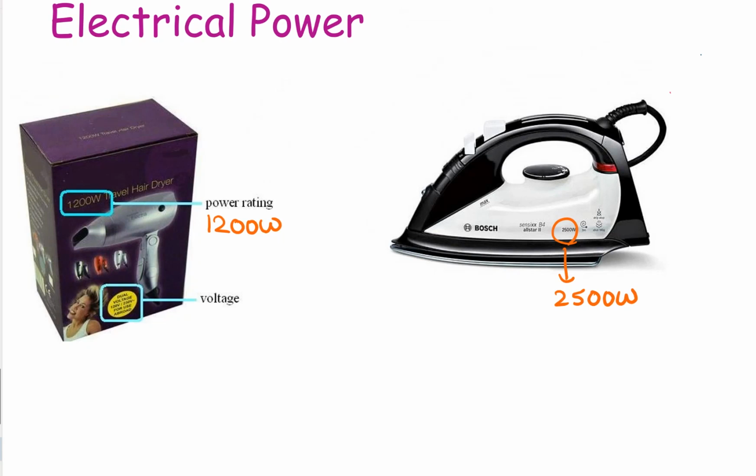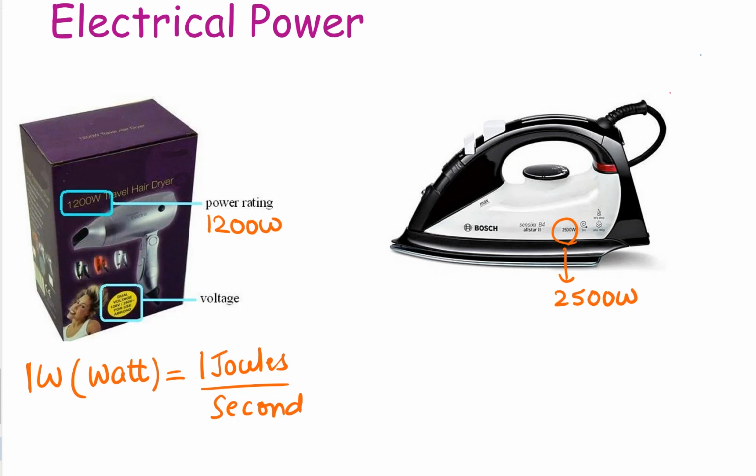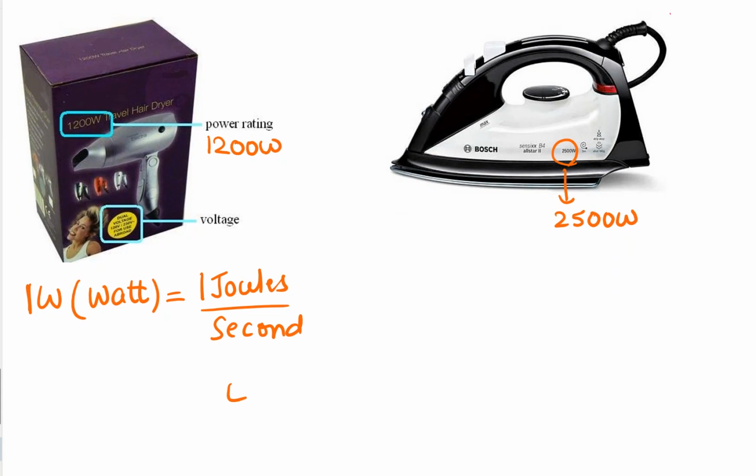First of all, understand that the alphabet W represents the unit of power, which is a watt. If I want to talk about 1 watt, it tells you 1 watt is equal to 1 joule per second. So what is happening in 1 second? Something about the energy is happening, because joule is a unit of energy and second is a unit of time. That means energy, time and power are related.